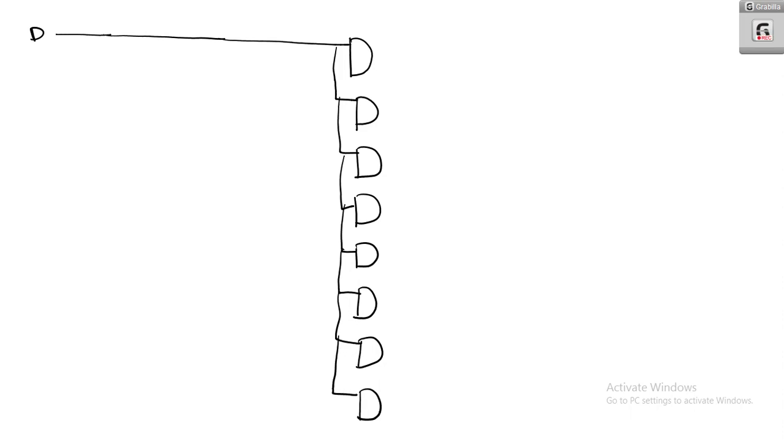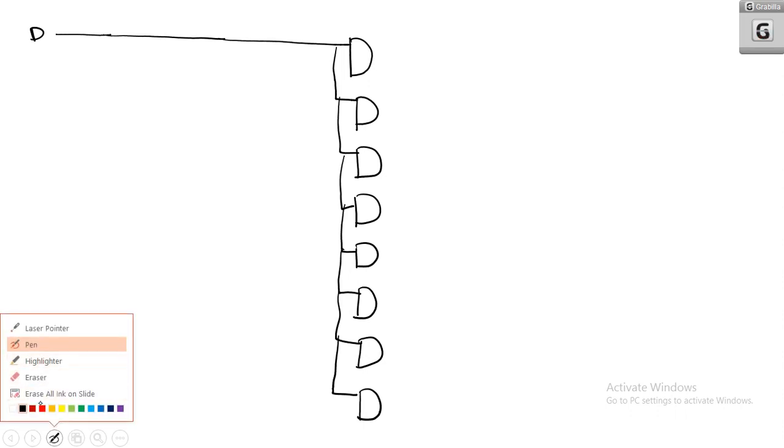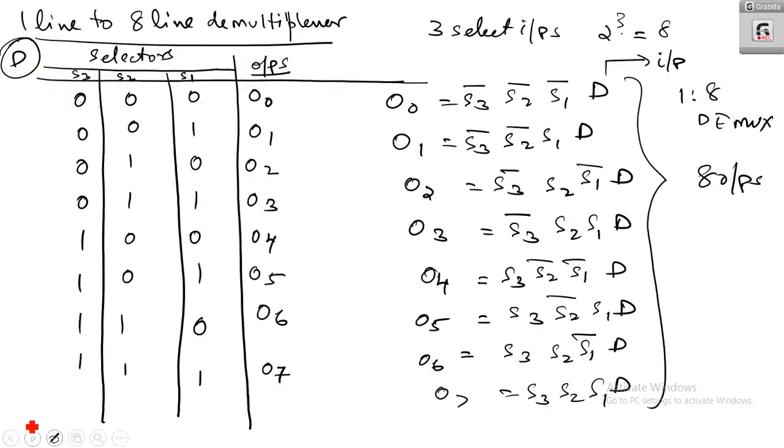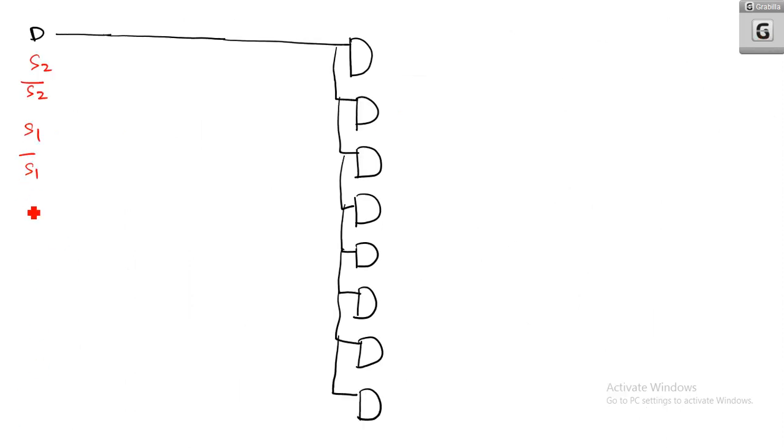So D is getting paralleled. Now, before using a NOT gate, I will just draw in a simple way. Now I am having S2 and S2 bar, again S1 and S1 bar, and S3 and S3 bar. Anyway, I will write in order. I think that will be good for you to understand.